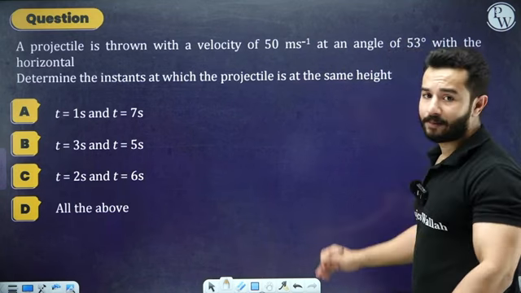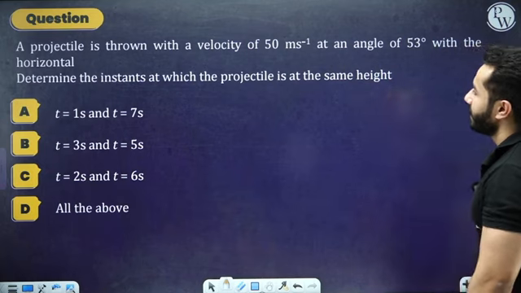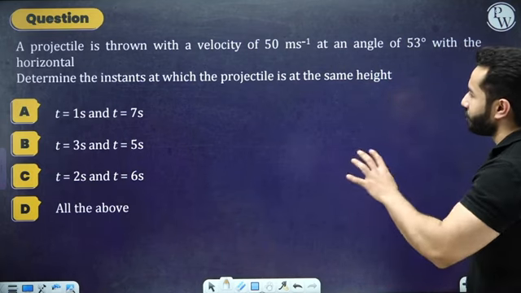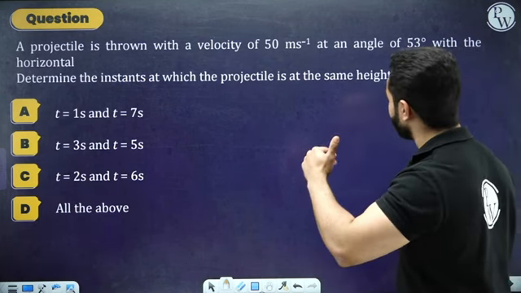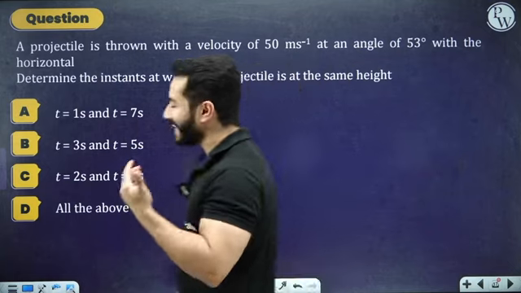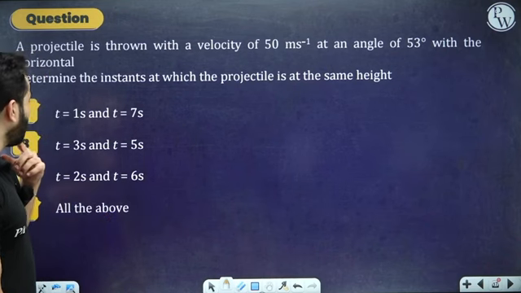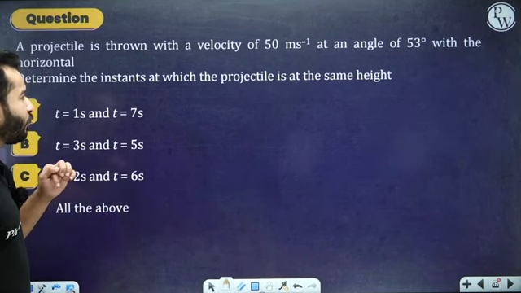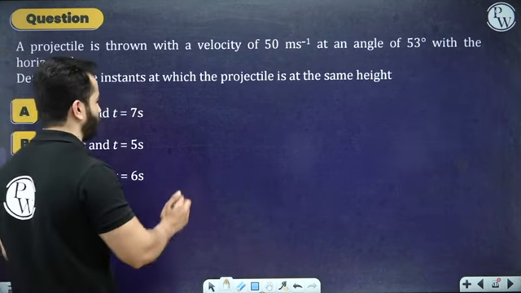The next question again, my friends, pause the video, unpause it, check it. A projectile is thrown with a velocity of 50, so it is just part of the same thing. We have to determine the instant at which the projectile is at the same height. Do you remember? We have actually talked about it, right? So let's find out the time of flight for this, because I've told you the trick.